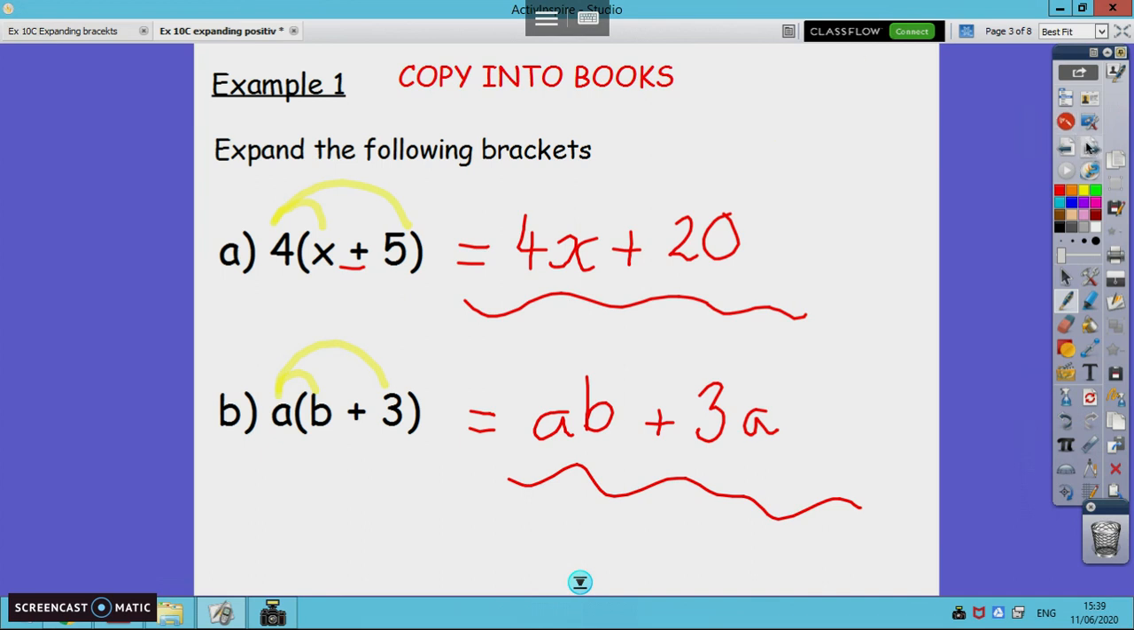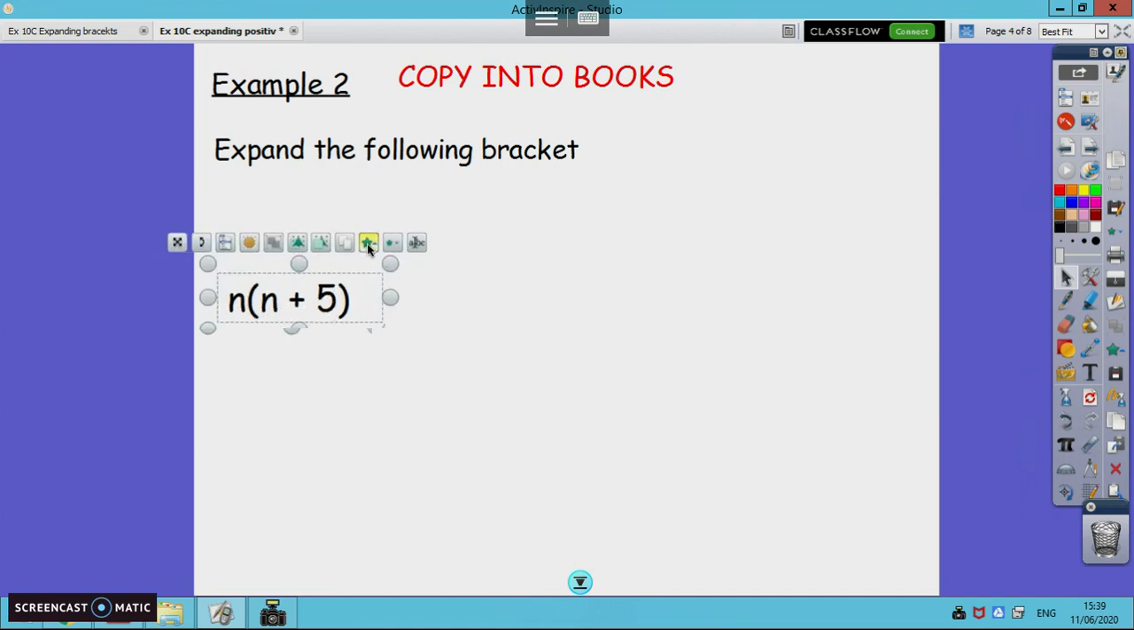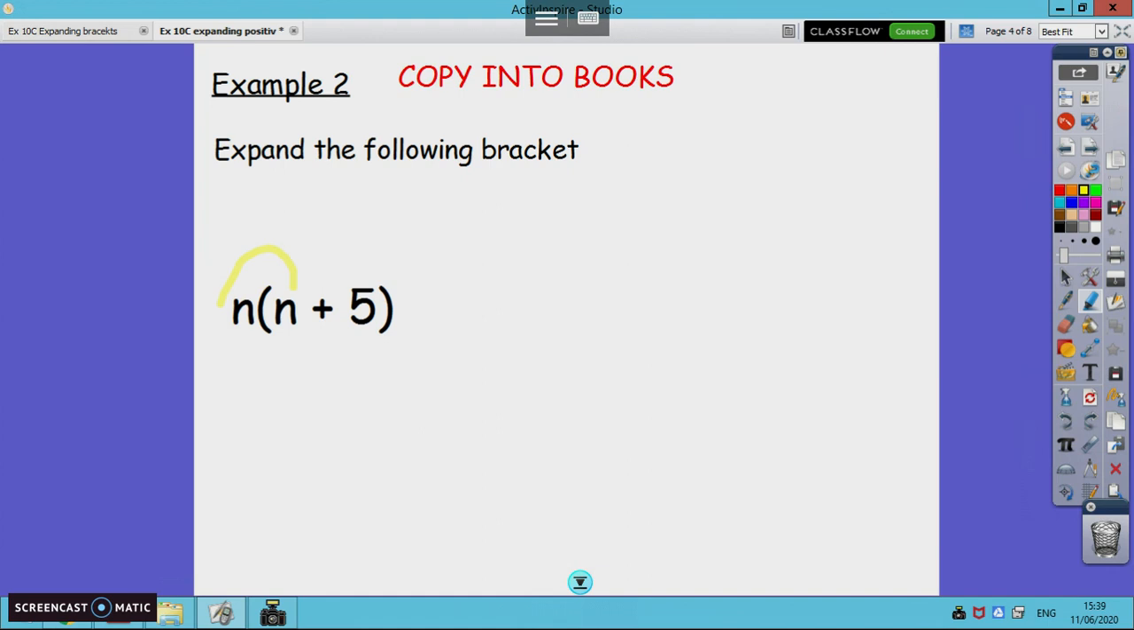Okay, next example. So example number 2, expand the following bracket, n and then n plus 5. And remember, there's an invisible multiply sign between the first n and the bracket. So n times n is what we have to do first, and then n times 5. So that's going to equal, what's n times n? Well, that's n squared, because it's the same letter. And then n times 5 is 5n.